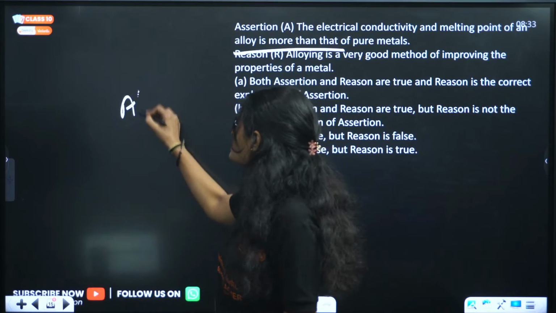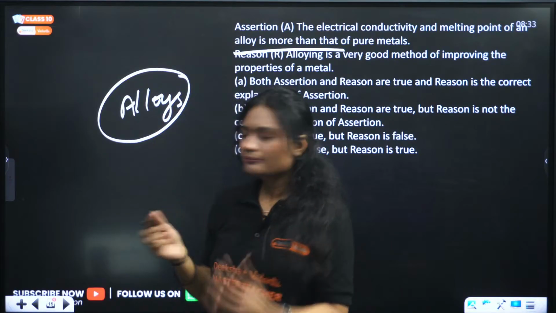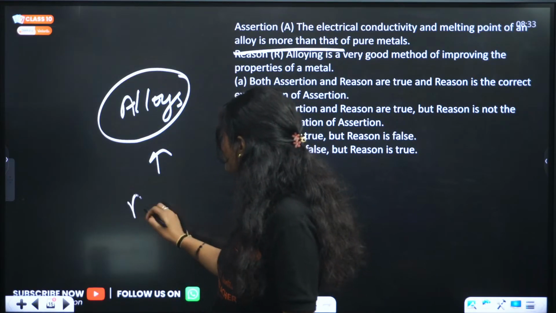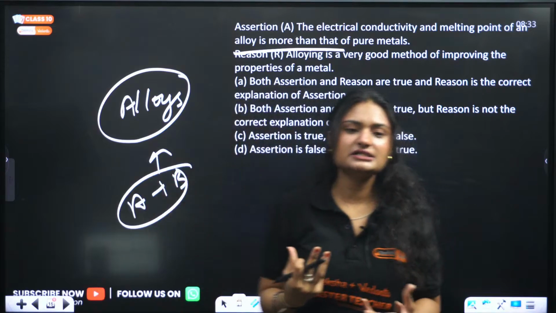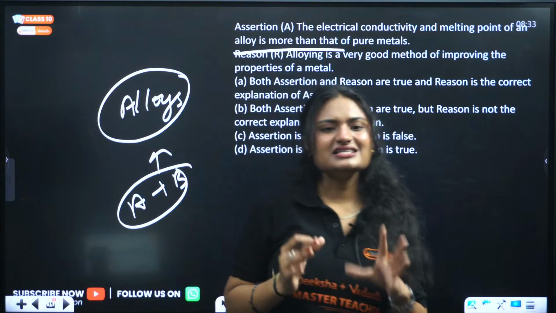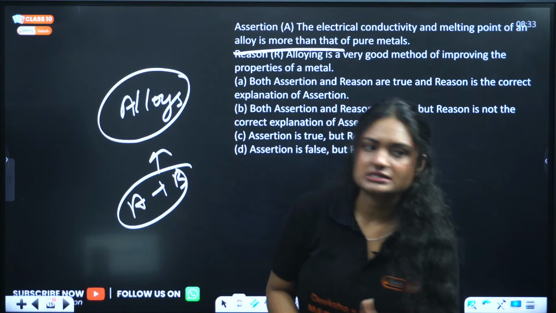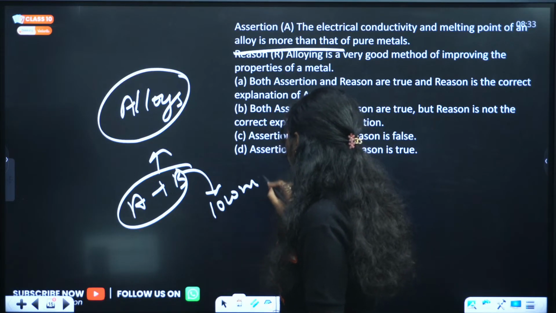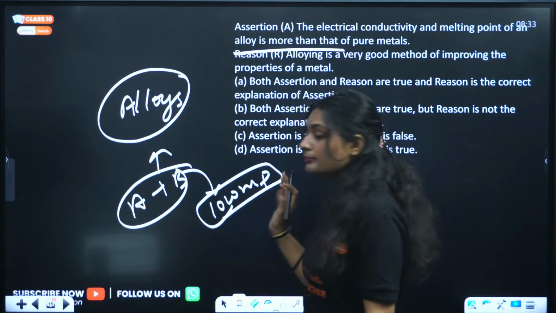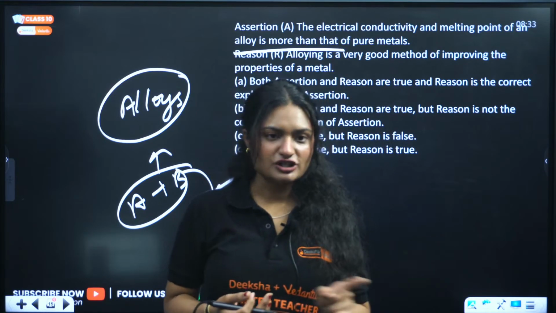What are alloys actually? They are a mixture of metals, right? When you have two different metals and you combine them in different proportions, different percentages, you get alloys, right? Now these alloys have a lower melting point than the pure metals. MP means melting point, right? So alloys have a low melting point, not more than that of pure metals, right?